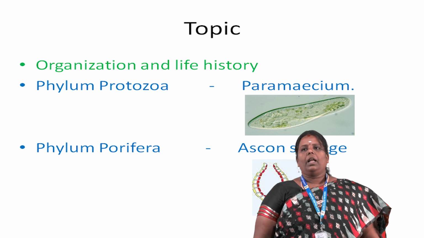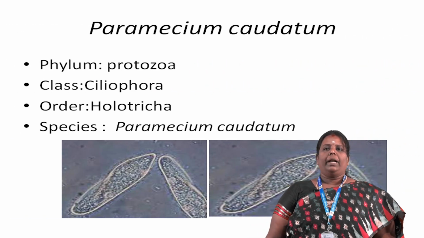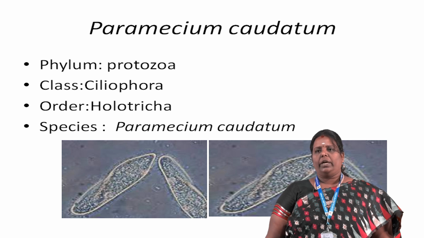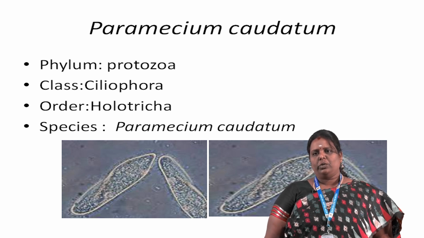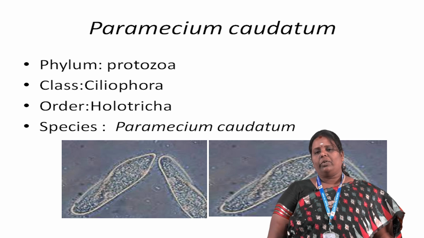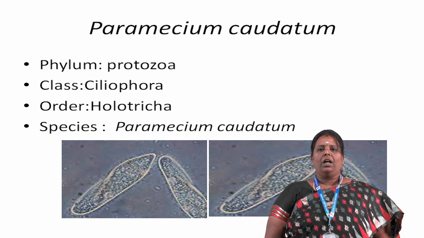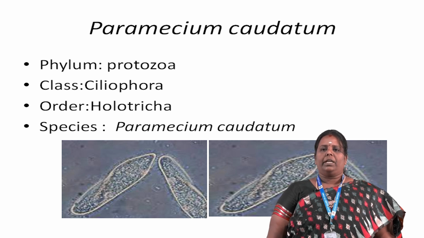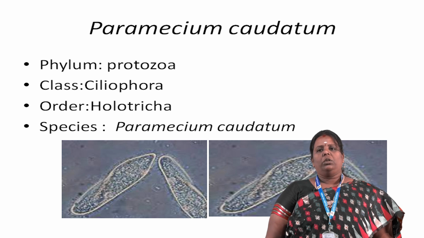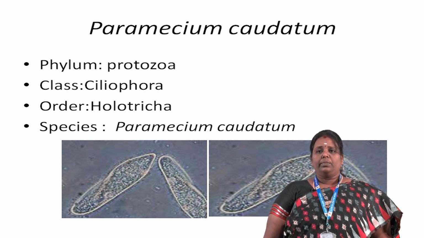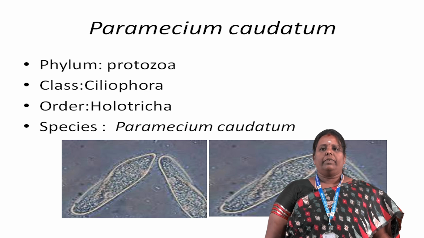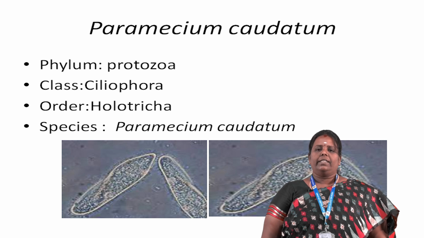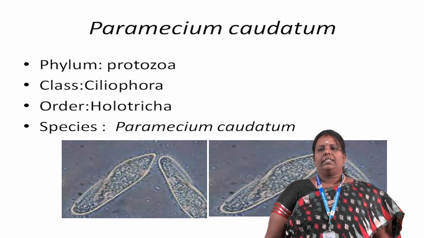Next, this is the Paramecium species. The name is Paramecium caudatum, and the phylum is Protozoa, class is Ciliophora, order is Holotricha. Note that all species names are written in italics. Just keep it in your mind, don't forget: the first letter is a capital and the second letter is a small letter. That is Paramecium caudatum.